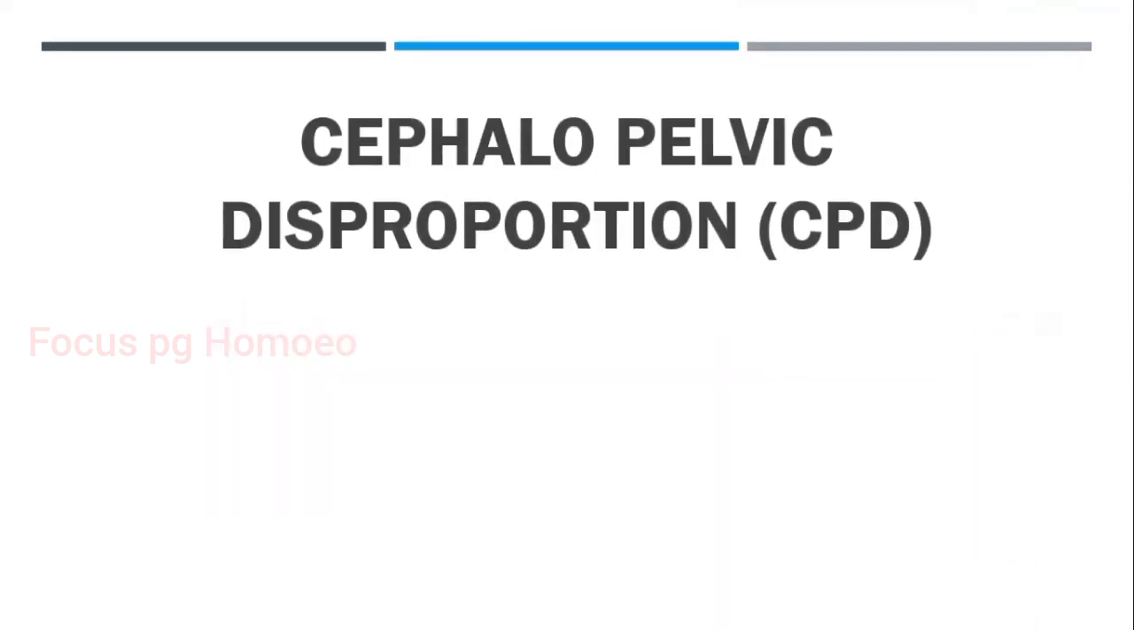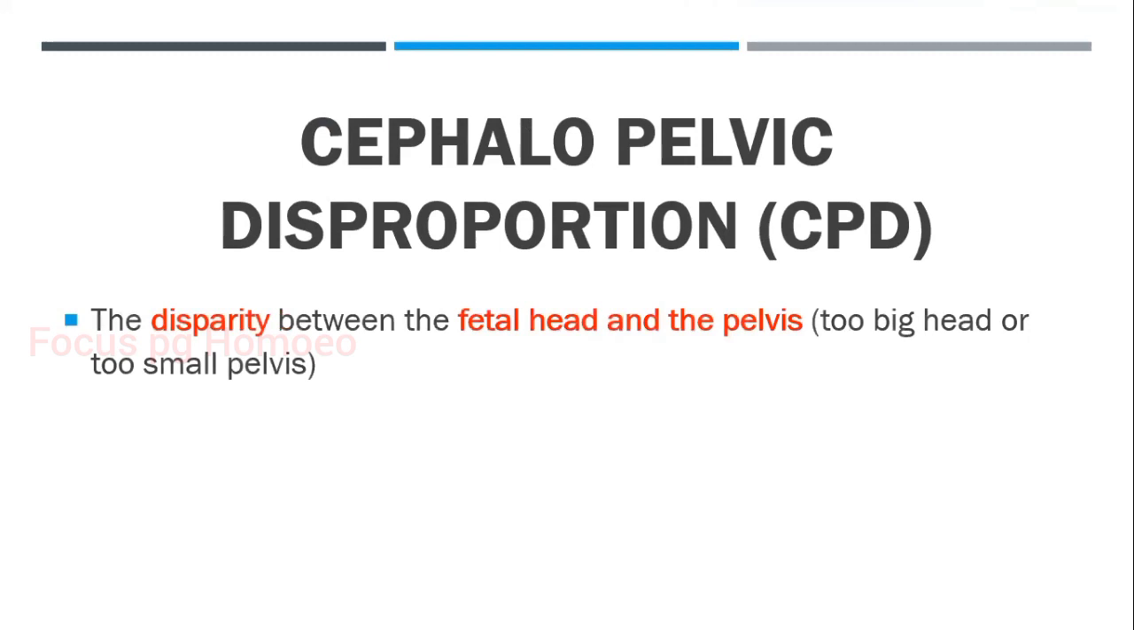Next, cephalopelvic disproportion. When it comes to maternal pelvis and fetal skull, one condition that comes up is cephalopelvic disproportion. Now, what is CPD? CPD is a disparity between the fetal head and the pelvis. That means they are not proper for each other. Either the fetal head is too big or the pelvis is too small.